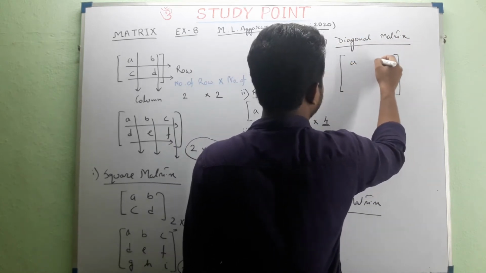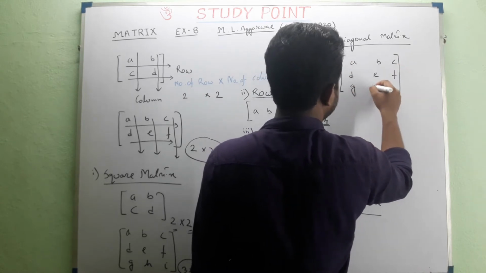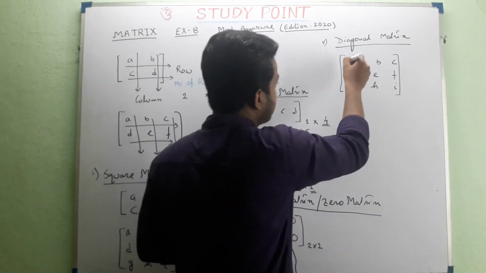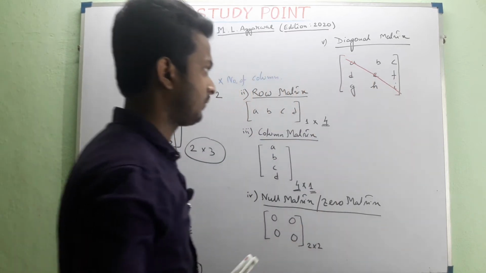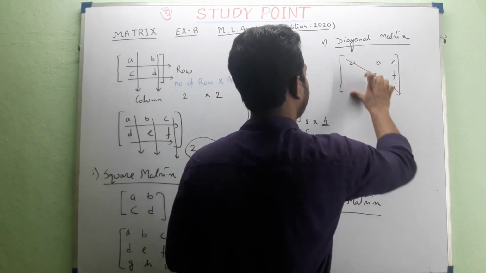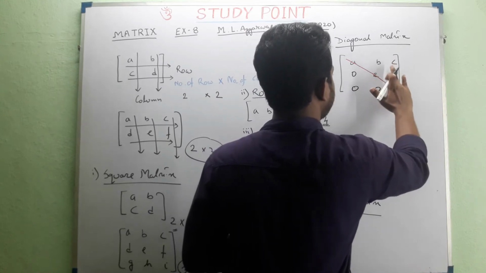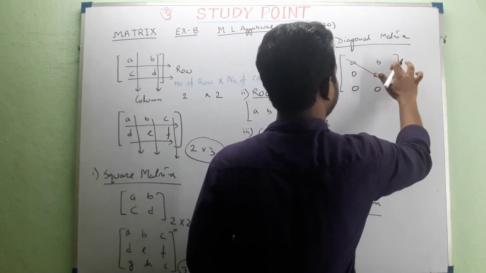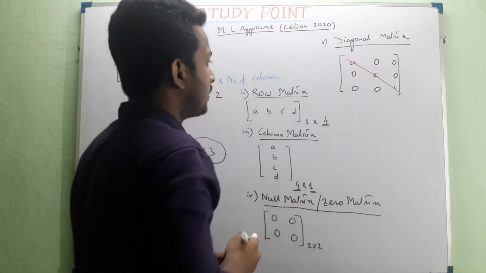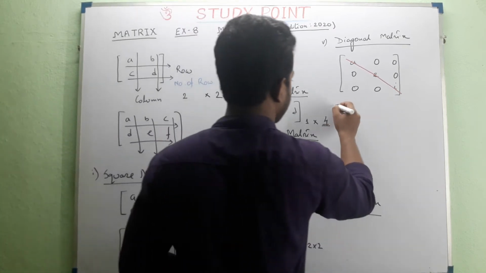Suppose I am writing A, B, C, D, E, F, H, I. Okay. Now, here you can see that this is the diagonal of the matrix. So, except for the diagonal, all the remaining terms will be 0, 0, 0, 0. And here also 0, 0, 0. So, this kind of matrix is known as a diagonal matrix.